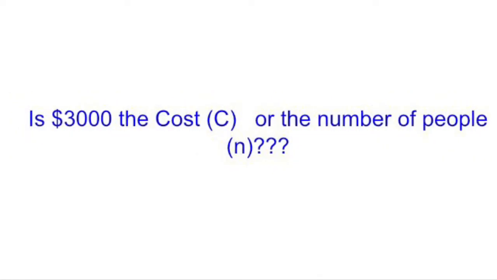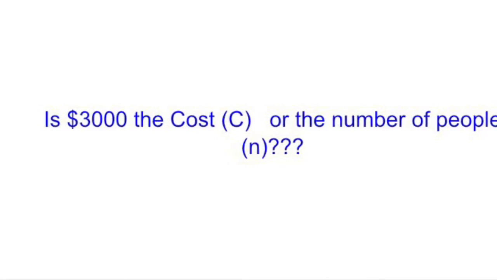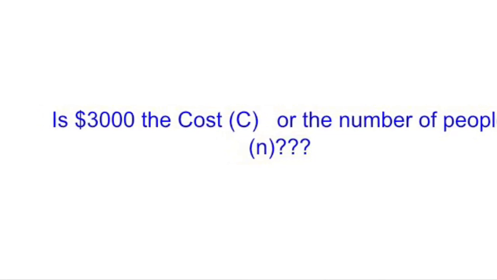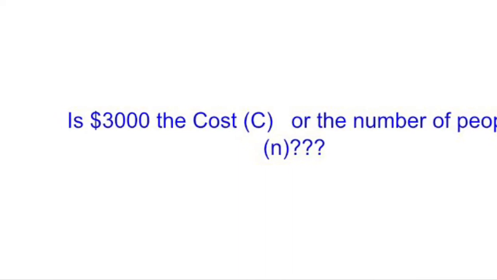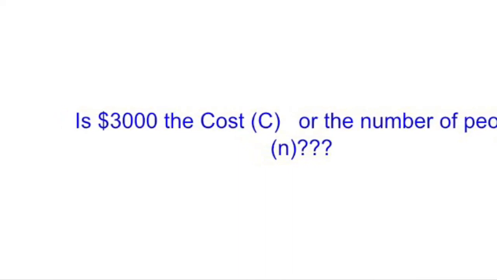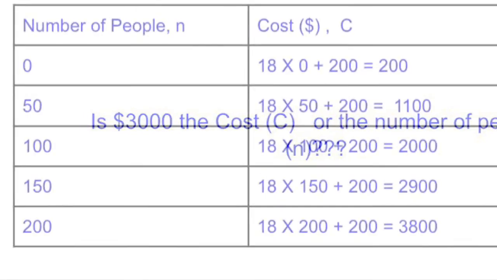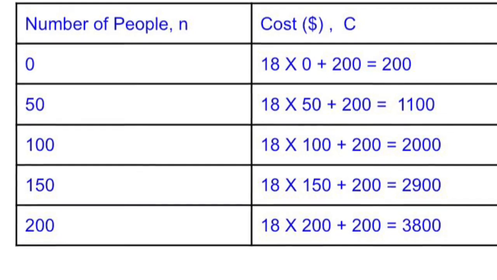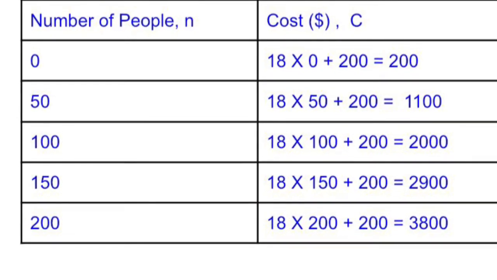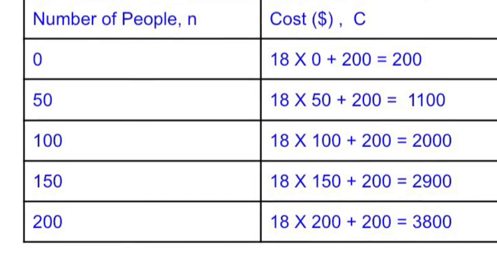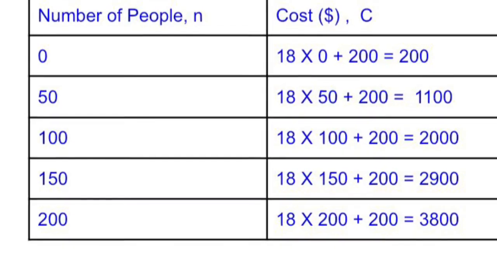But before you can do that, you need to figure out, is the 3,000 the cost? Is that the C? Or is that the number of people? So let's look at the table of values for menu number 3 and decide, would the $3,000 go on the left-hand side, in the first column, or in the second column? Well, I think we could all see that $3,000 would go in the second column, and the letter above that is a C. So that means 3,000 is the C.